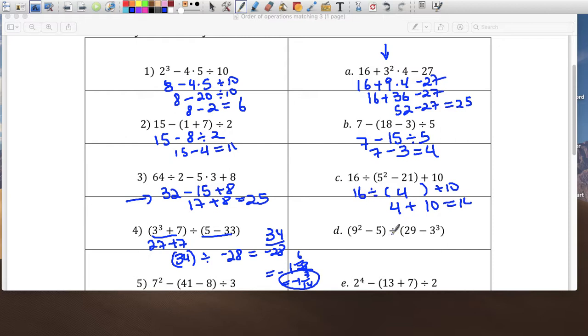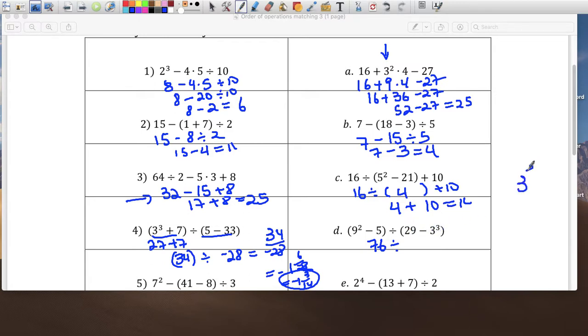9 squared, actually, you did integers last year, so this shouldn't be that bad. 9 squared minus 5, and then 29 minus 3 squared. So let's take care of each of the parentheses separately. 9 squared is 81, and 81 minus 5 is 76. So that's what this whole first parenthesis equals. Divided by 29, sorry, minus 3 to the third power.